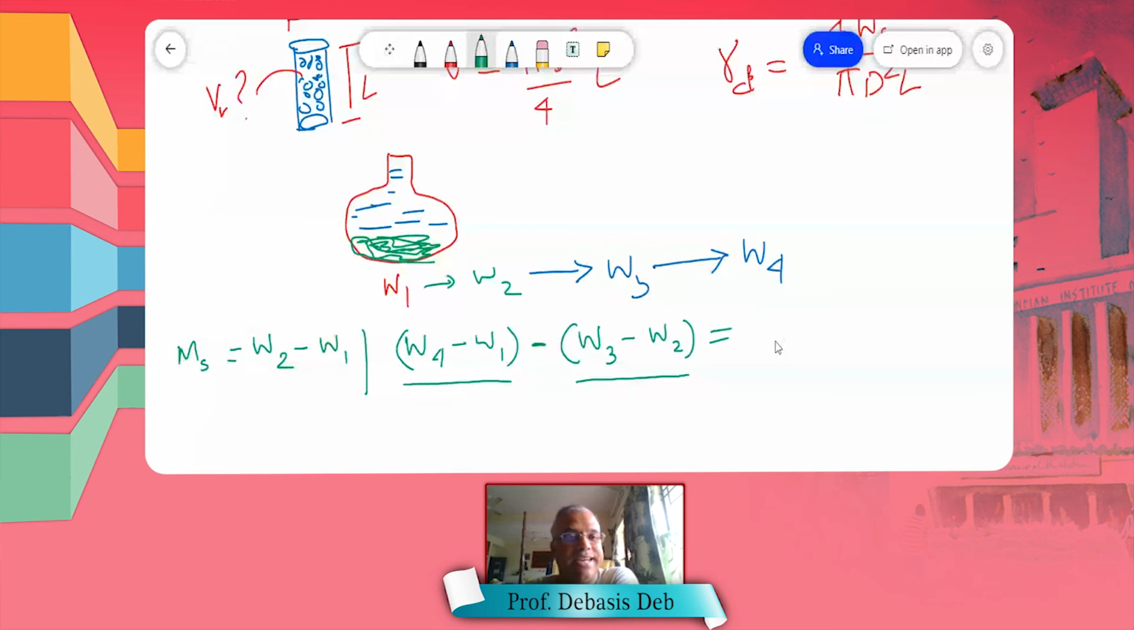Now, since we are writing in gram per cc, and we know the density of water is 1, if I write the specific gravity of the solid as Gs, then multiplying by that 1 gram per cc will give me this. Everybody got that?